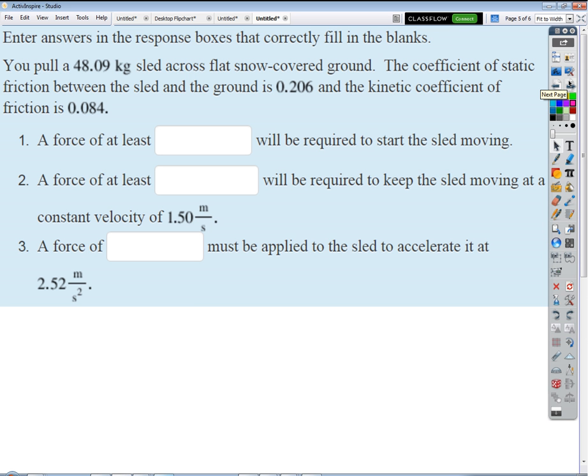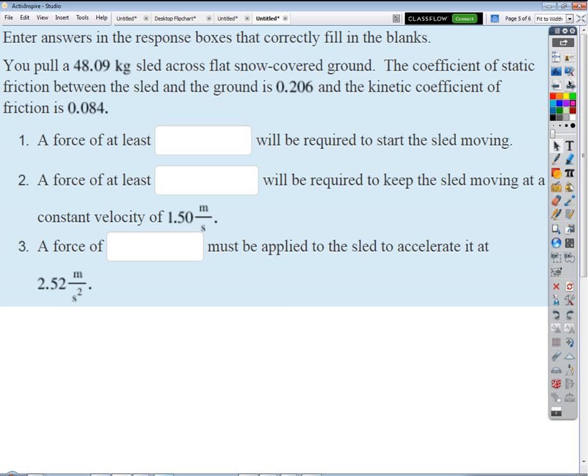You pull a 48.09 kilogram sled across flat snow-covered ground. The coefficient of static friction between the sled and the ground is 0.206, and the kinetic coefficient of friction is 0.084. So a force of at least what will be required to start the sled moving?